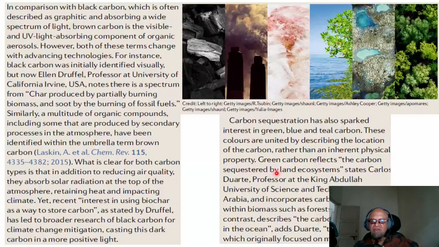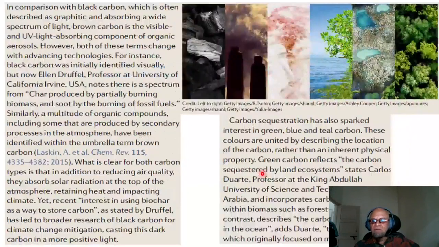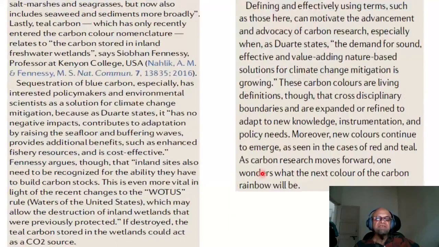Blue carbon, by contrast, describes the carbon sequestered in the ocean, adds Duarte, the definition of which originally focused on mangroves, salt marshes and seagrasses, but now also includes seaweed and sediments more broadly. Lastly, teal carbon, which has only recently entered the carbon color nomenclature, relates to the carbon stored in inland freshwater wetlands, says Siobhan Fennessy, professor at Kenyon College in the USA.